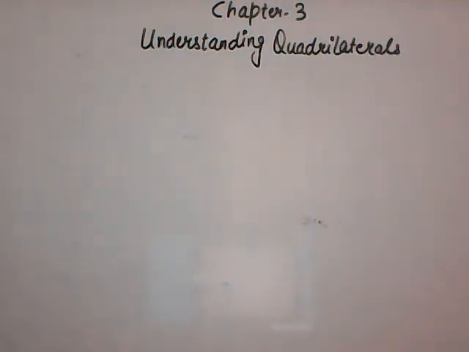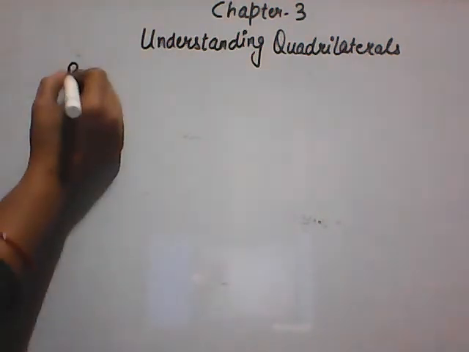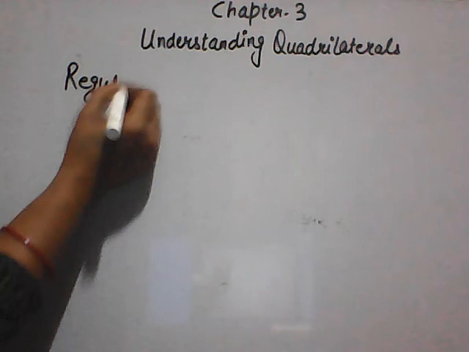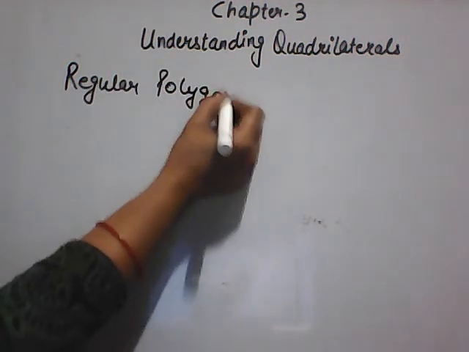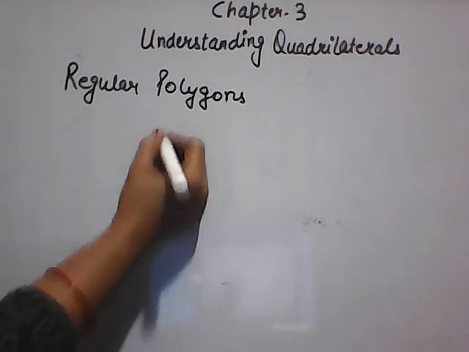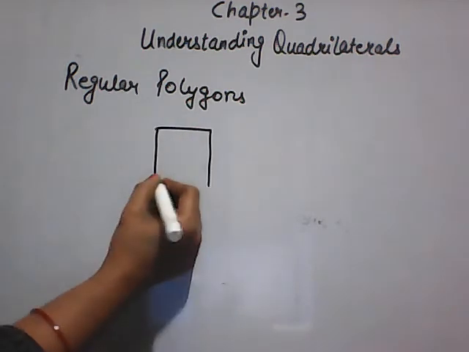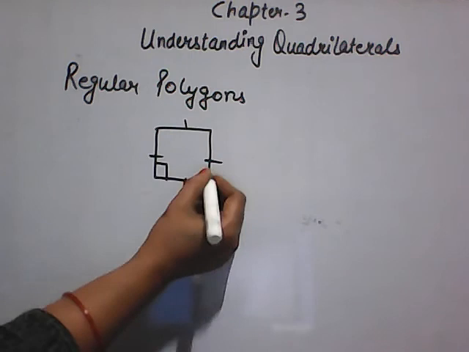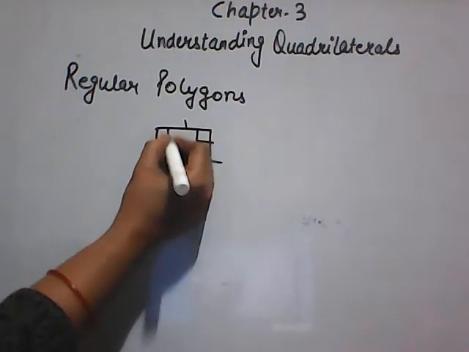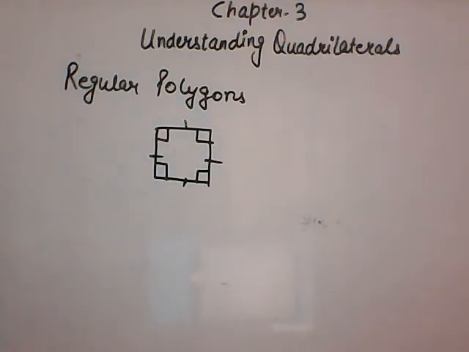Regular polygon means a figure whose all sides and all angles are equal. Suppose it is a square, and we know that in a square all sides are equal and all angles are equal, that are equal to 90 degrees. So it is known as a regular polygon.